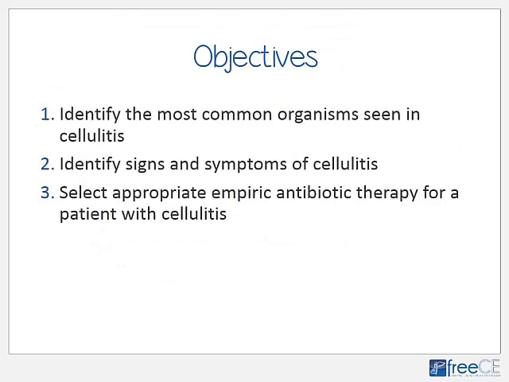So our objectives for our talk today are, by the end of our time together, you should be able to discuss organisms that are most commonly seen in patients who are infected with cellulitis. We're going to talk about signs and symptoms of patients who present with cellulitis, and then finally we're going to talk about how to appropriately select empiric antibiotic therapy for a patient who's presenting with cellulitis.